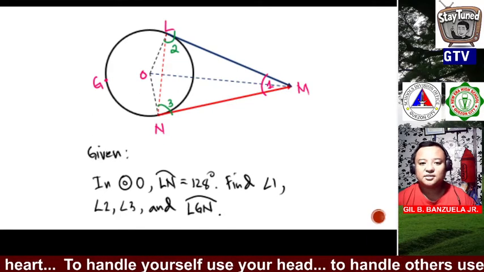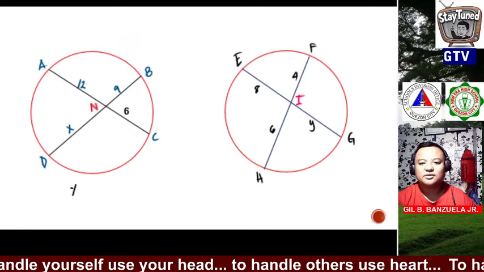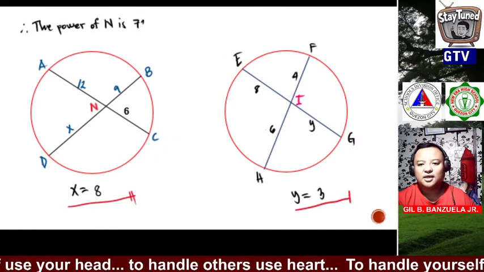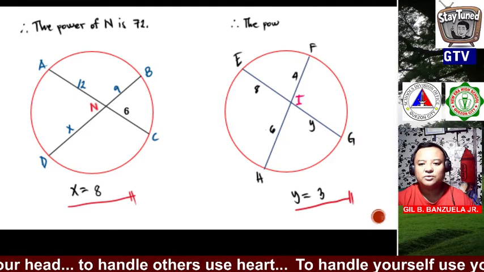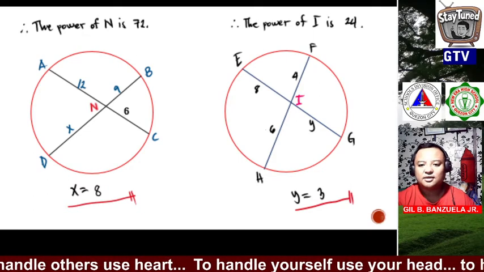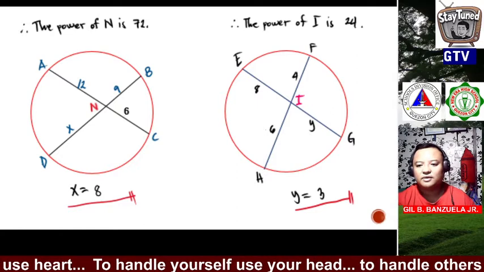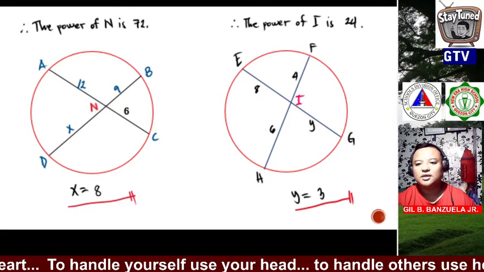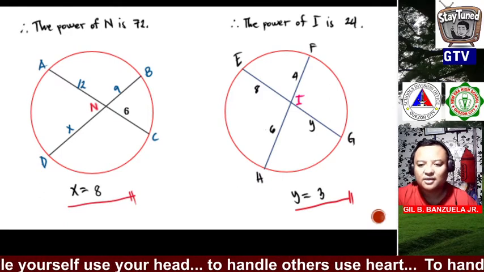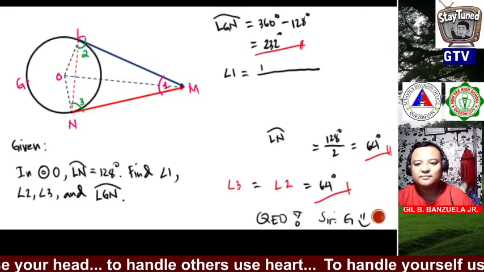And your 20 minutes is gone, guys. Let's check if your answers are correct. Here is the answer key for number 1. The value of x is 8 and the power of n is 72, because 12 times 6 and 9 times 8 is 72. Then, on the other figure, y is equal to 3 and the power of I is 24.